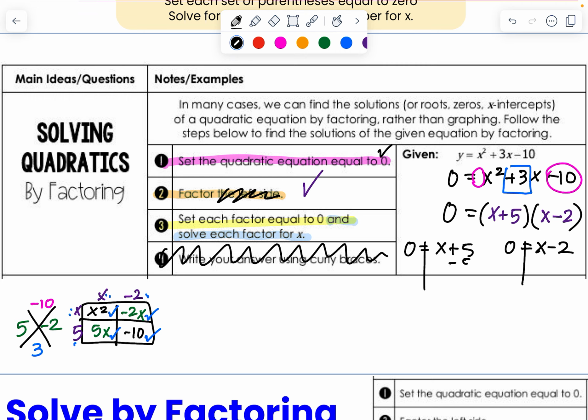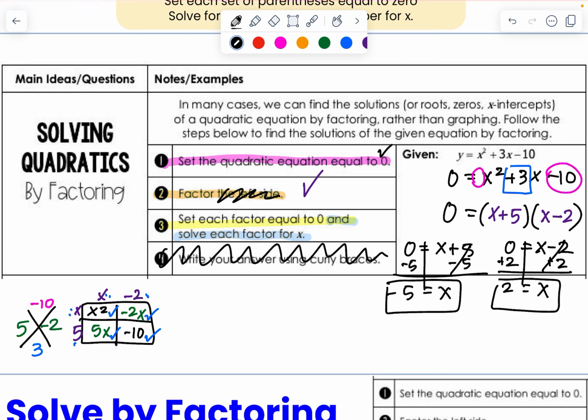On the left, I'm going to minus 5 on both sides, and I end up with negative 5 is equal to x. On the equation on the right, 0 equals x minus 2. I'm going to add 2 on both sides because my goal is to get x alone. 2 equals x. Nice, right? These are my 2 answers, and I was just following my steps, right?